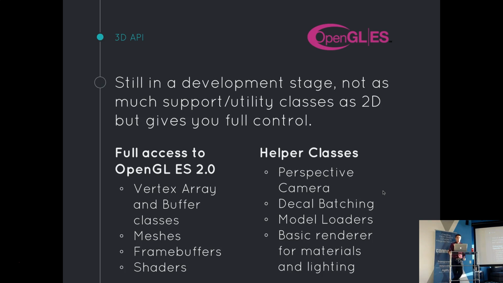OpenGL shader language. There's some helper classes for 3D where they give you a perspective camera, so you don't have to do all the math to do the transformations and stuff to have 3D. They have a decal batcher, which is pretty similar to the sprite batcher, where you can do the rendering of all the decals in the batch. They have the model loaders for loading the meshes, which is just the object files and MD5s. And then they have a basic renderer where you can give it materials and lighting, and it can do some really simple lighting calculations.